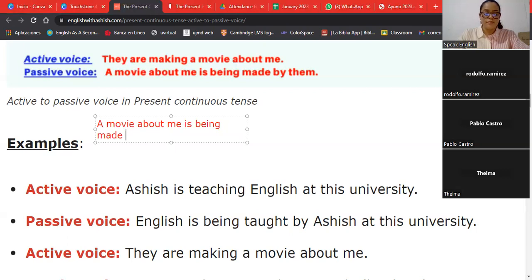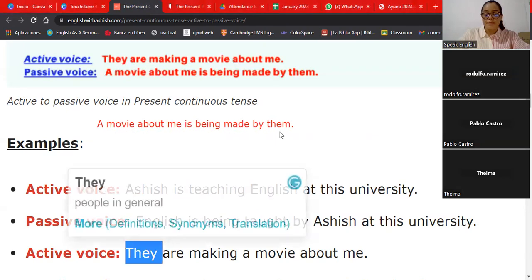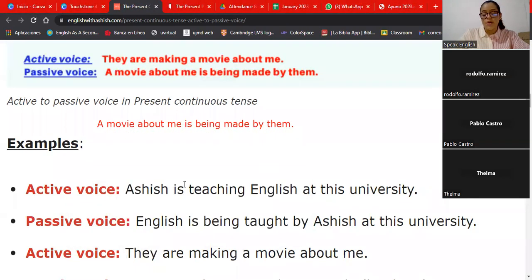By they, for example. In this case, we don't say by they. We say by them. Because remember that if we have a subject pronoun, you have to change the subject pronoun into an object pronoun. What is the object of they? Them. And this is not only for Rodolfo, also Pablo and Telma. What is the object of he? Him.